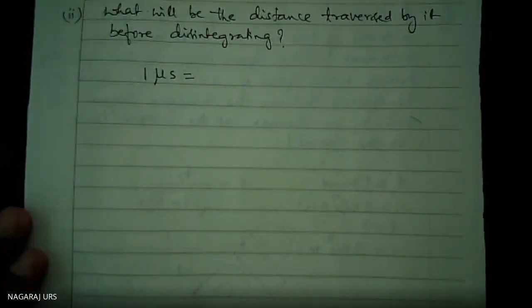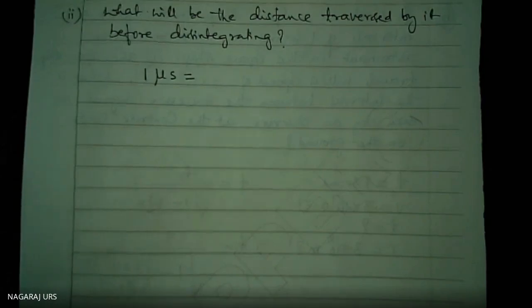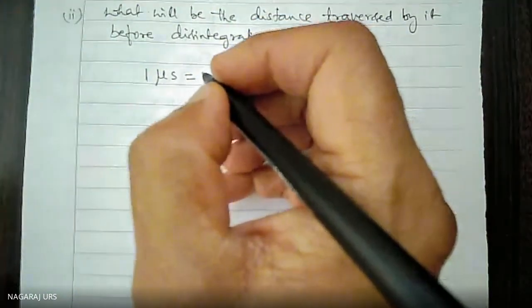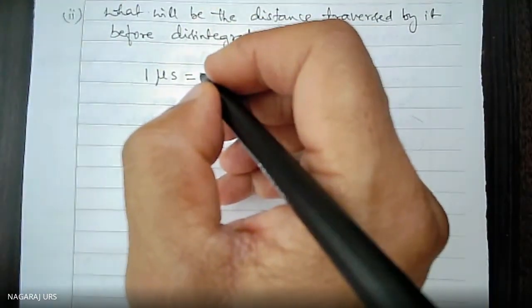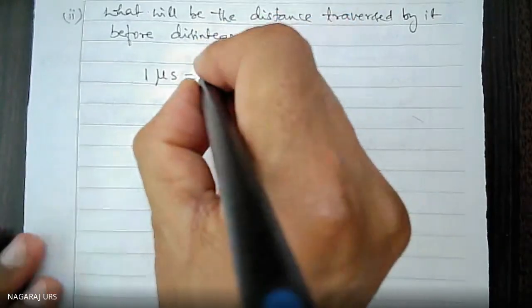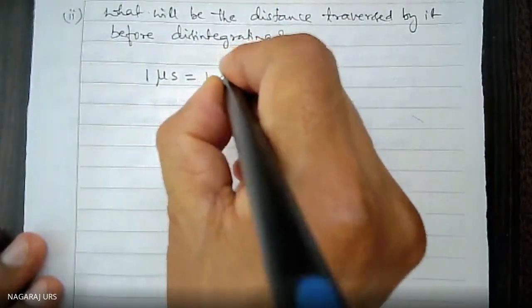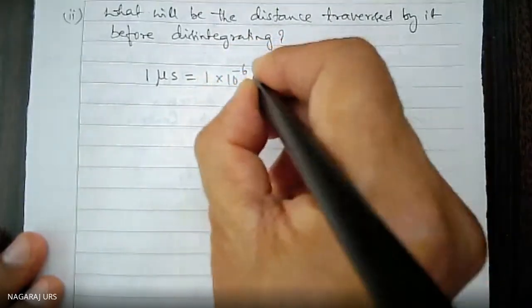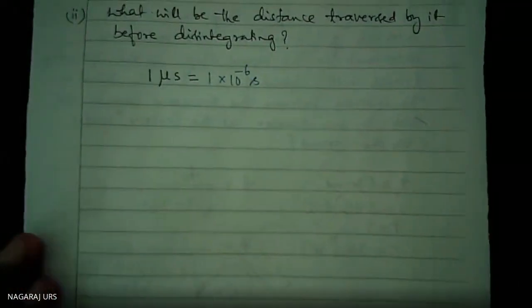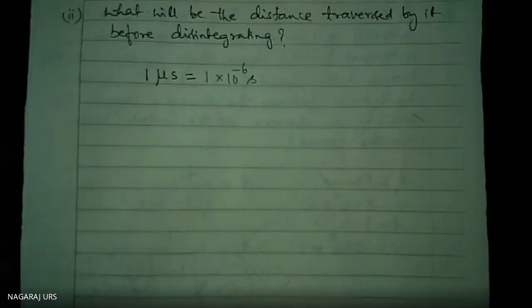Micro means how much, Sabha? 10 power minus 6. That's all I am asking. Why are the other students so afraid? Either it is right or wrong, they have to answer it. Okay, 1 microsecond, 10 to the power of minus 6 seconds.